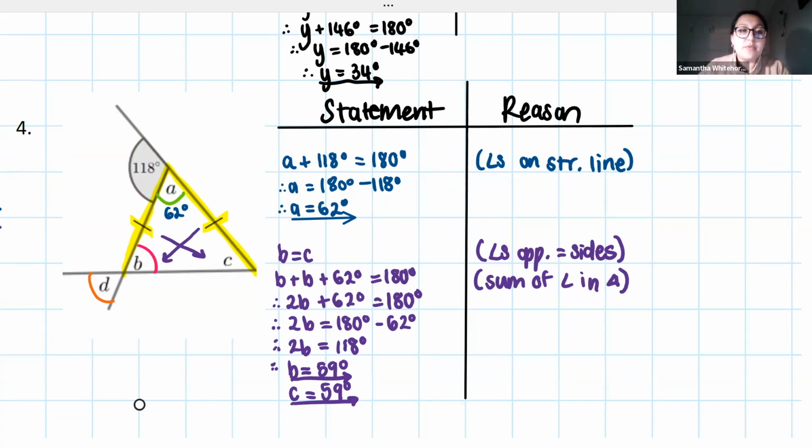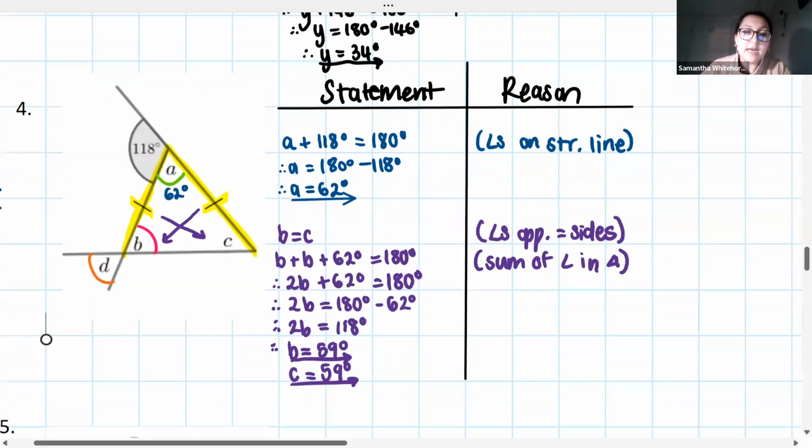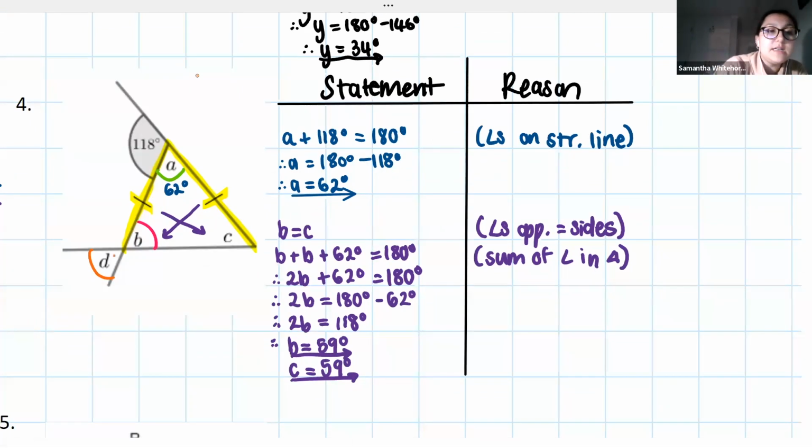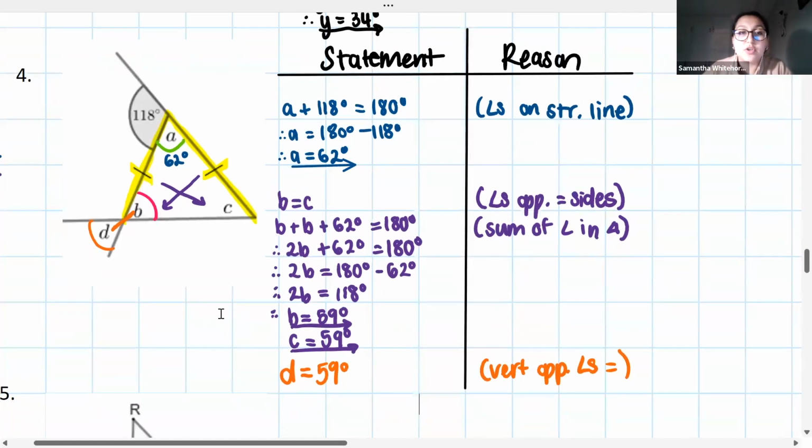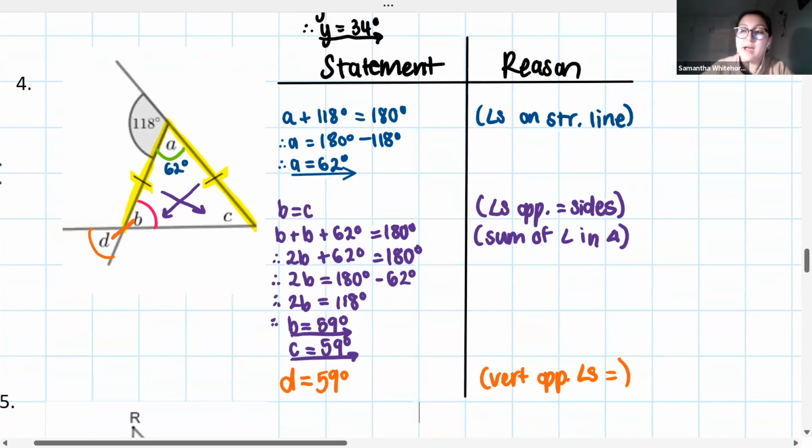Okay, so guys, we've got B, we've got C, and we've got A. So the only thing left we have to find is D. D we can see is vertically opposite to B. So D we can immediately just write down as 59 degrees because of vertically opposite angles. And this goes back to what I said earlier. You need to be able to apply all of your geometry reasons. So even the ones that we learned with straight lines, you have to be able to apply. Just because we have a triangle here doesn't mean that we can forget about all of our other reasons. All right, so I'm going to wait for you to take a screenshot.